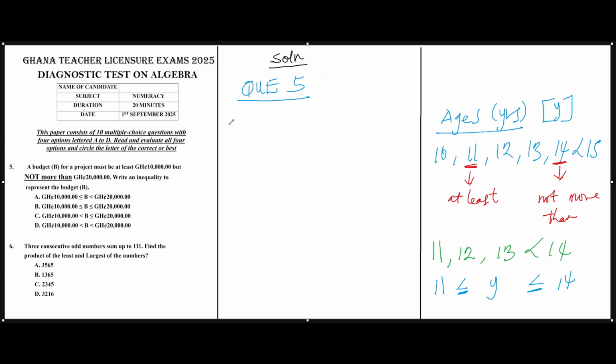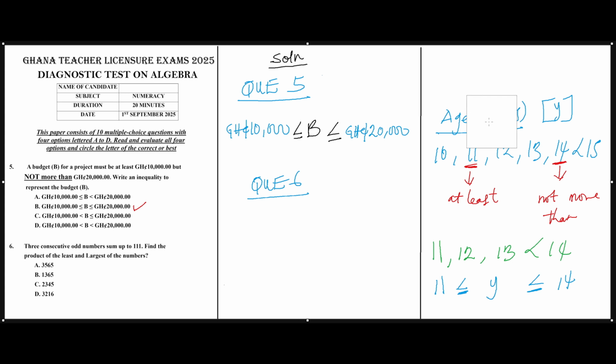So this was the reference money for the budget. We have 10,000 Ghana cedis. We have 20,000 Ghana cedis. And the budget was represented as B. So at least 10,000, meaning that 10,000 Ghana cedis is accepted, but not more than 20,000 Ghana cedis. So 20,000 Ghana cedis can or should be inclusive or included. So with this, the right answer for question 5 is option B. Now let's quickly work on question 6.